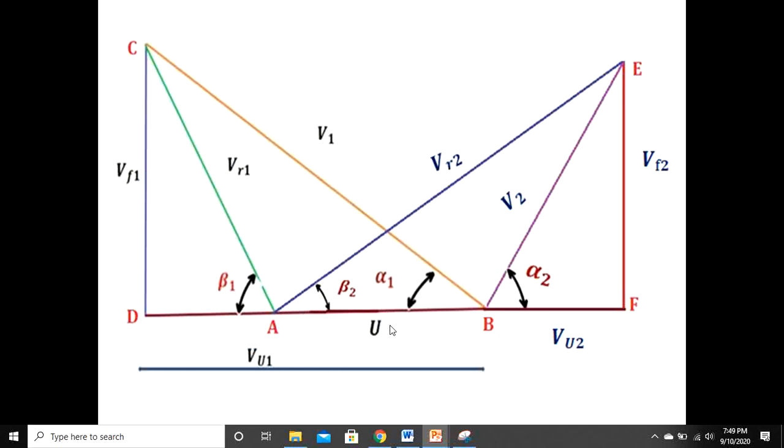AB is u, Vu1, this is Vu2, remaining things you know. Observe this carefully, and write down this velocity triangle in your notebook. The next slides will start with all the trigonometric functions and then some small equations. For that you must have this velocity triangle. Pause the video, note down the velocity triangle. This velocity triangle you want to know.